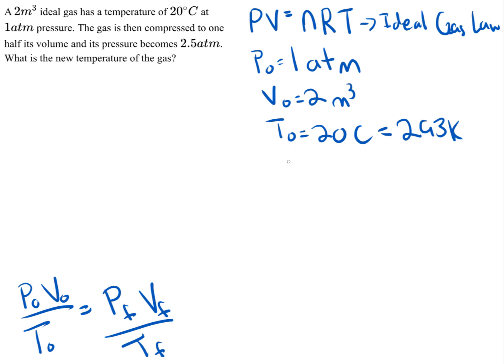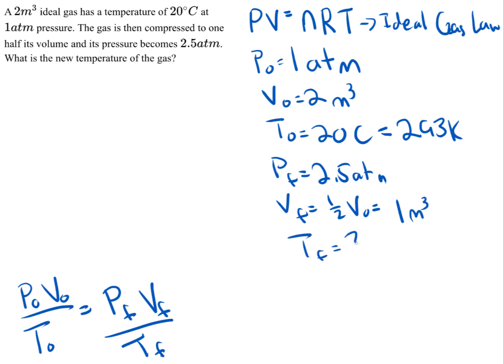And then the final pressure is given to us as 2.5 atm. The final volume is given to us as 1/2 of the initial volume, which is simply 1/2 of 2 cubic meters, which is 1 cubic meter. And the new temperature is what we're trying to solve for. So we can rewrite this equation and solve it for temperature.